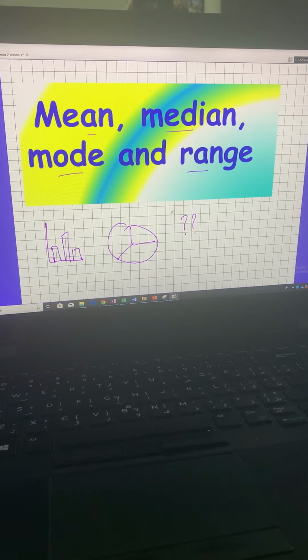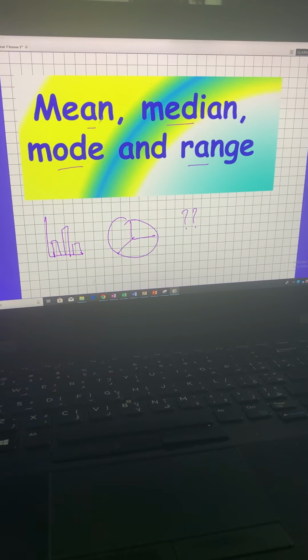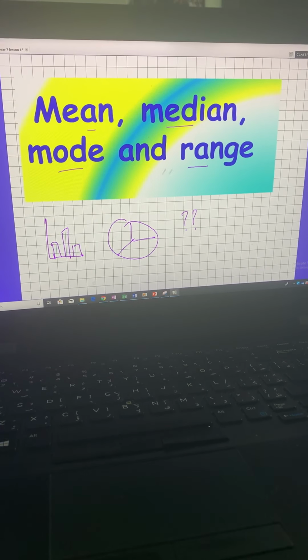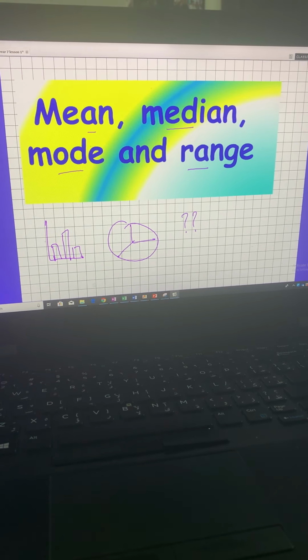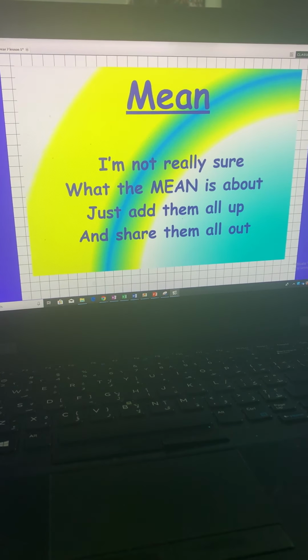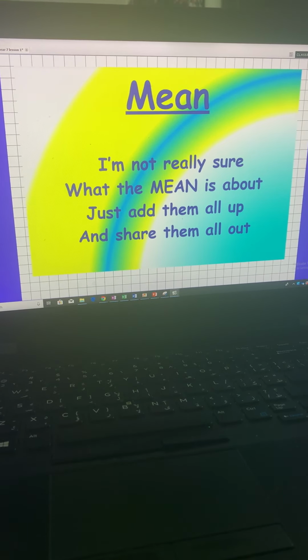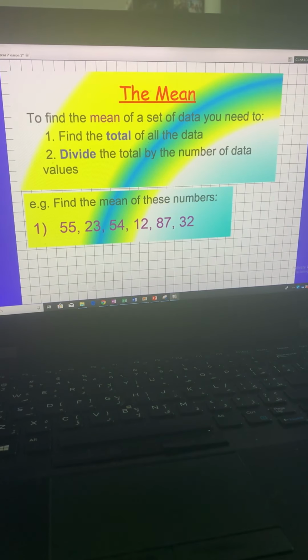So unfortunately, you're going to have to memorize how to calculate all these four off by heart. So this is your task. You have to memorize how to calculate them. No one's going to tell you how to do it in an exam, but I'm going to help you try to remember them by a rhyme. So let's look at the mean rhyme. I'm not really sure what the mean is about. Just add them all up and share them all out. Now that is the rhyme for the mean.